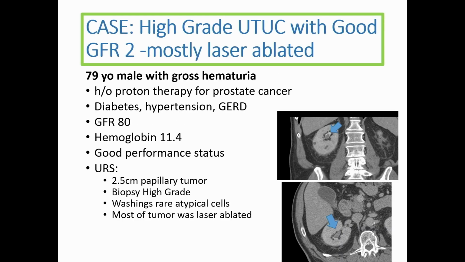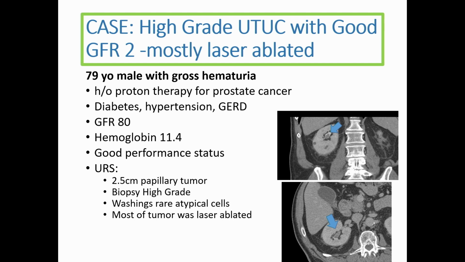Okay, so going on to the second scenario of this. This is a 79-year-old male who developed hematuria, has a history of prostate cancer and proton therapy. That's really not a concern at this point. Has several comorbidities. Kidney function is actually pretty good, a little bit anemic, a good performance status.